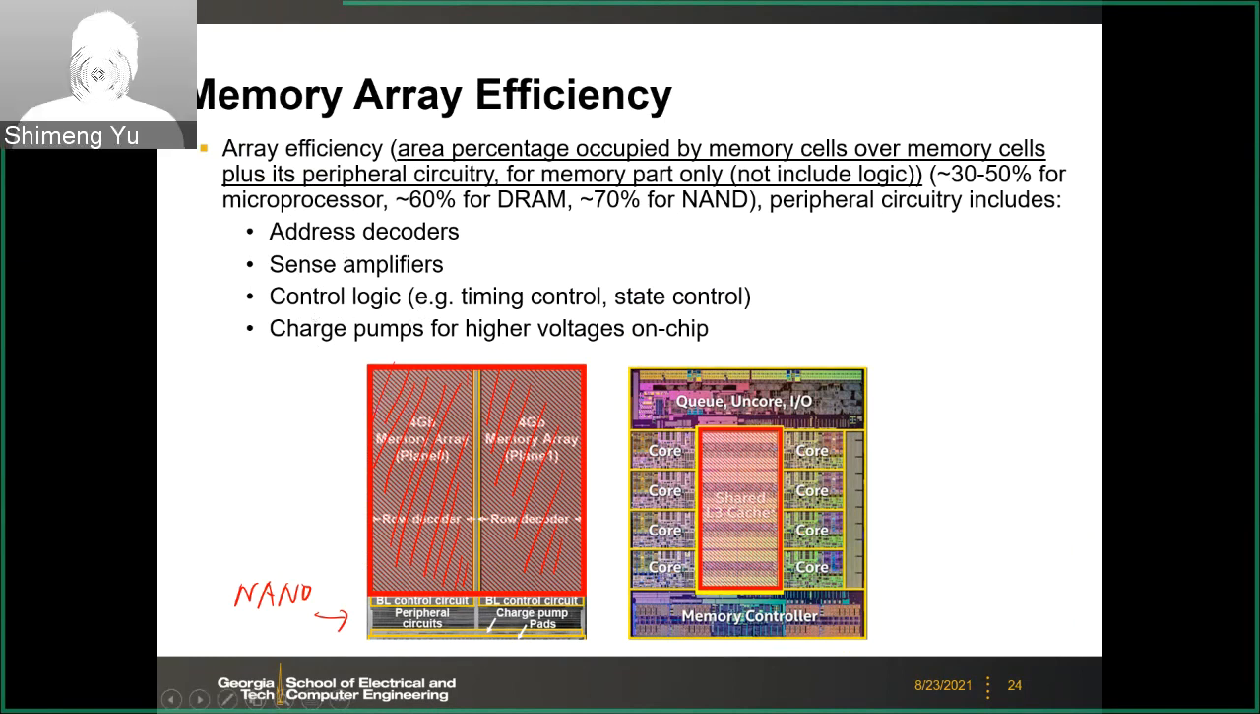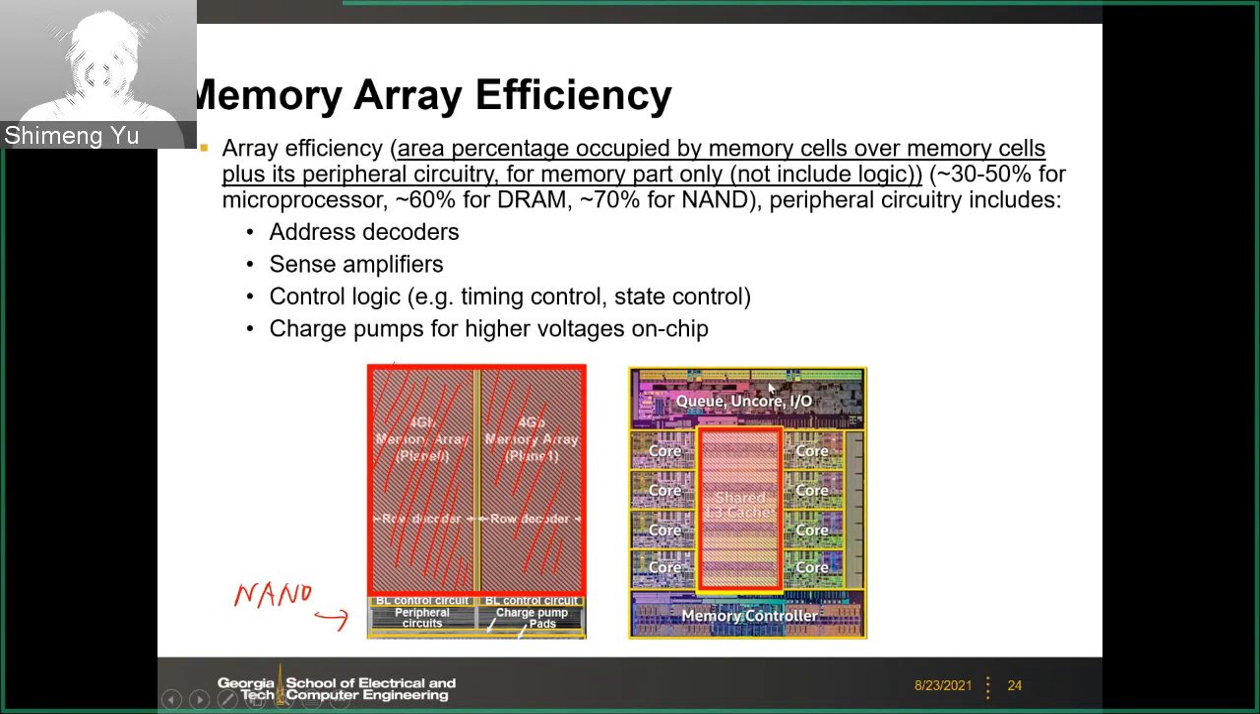So this is what you wish, because those peripheral circuits will not increase your capacity of the chip. The memory cell array is the bits. It's all about your bits. The other circuits just provide assistance to the chip. So here we wish to have a high array efficiency.